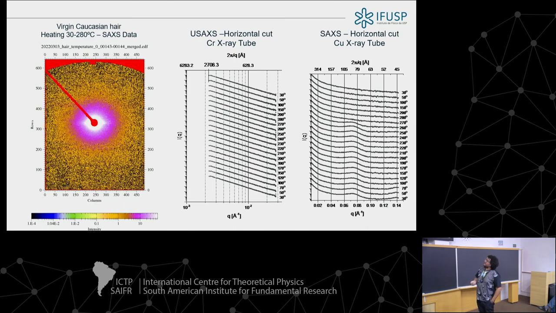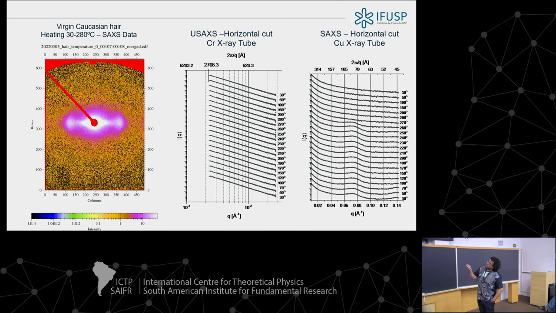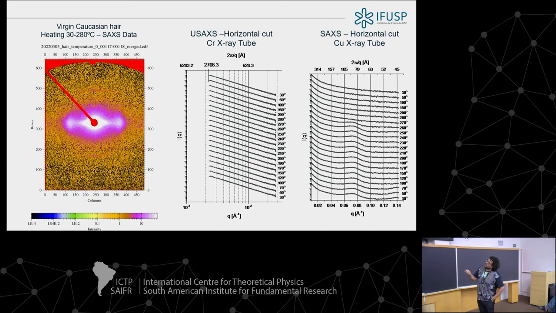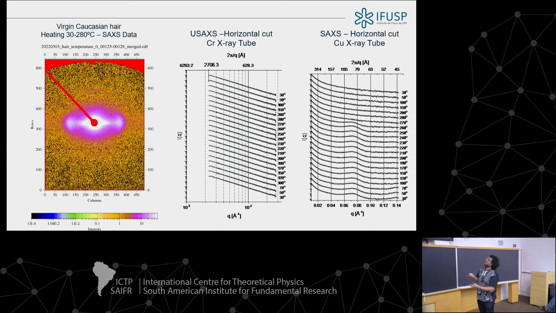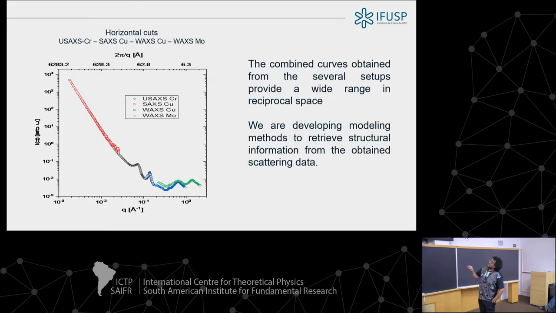And having this, you can see what is going on in this 2D image, but also you can combine the cuts in this way, allowing you to go from, let's say, angstroms up to thousands of angstroms. So now we are working out methods to model this full curve in order to have more detailed structural information.